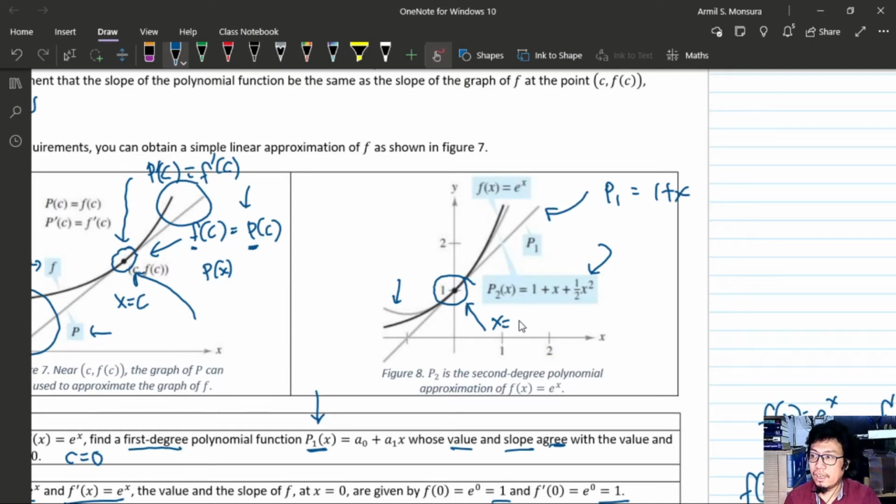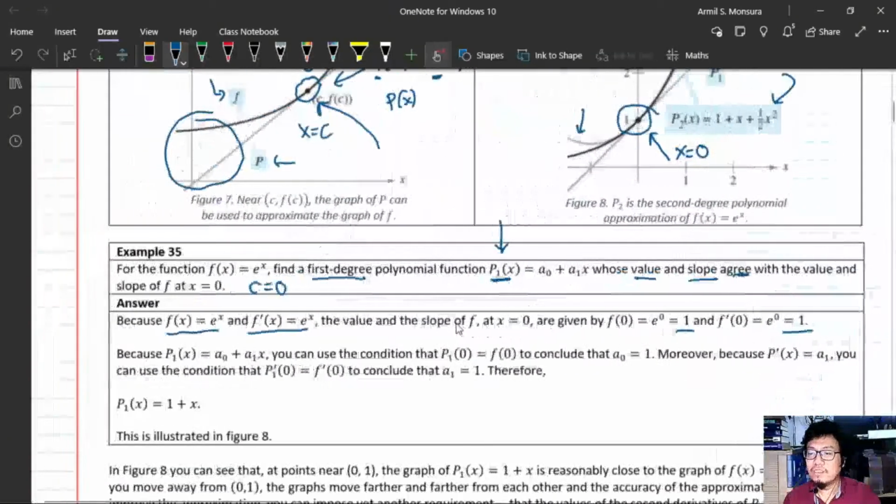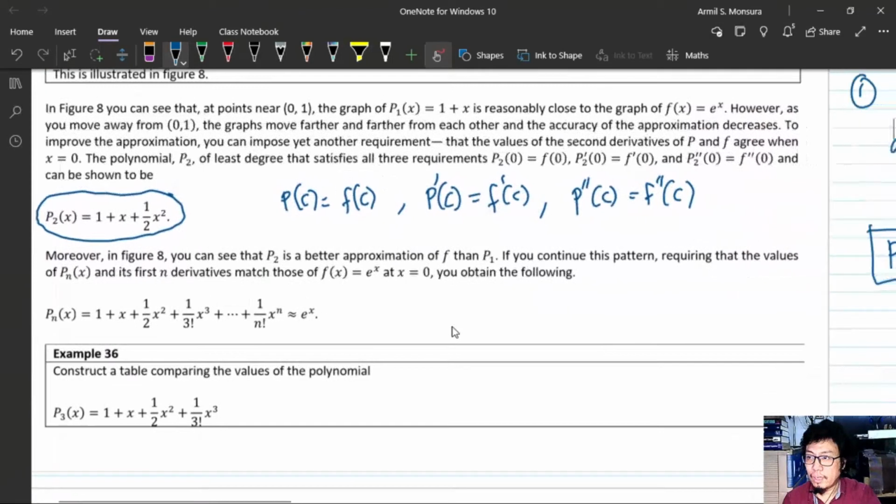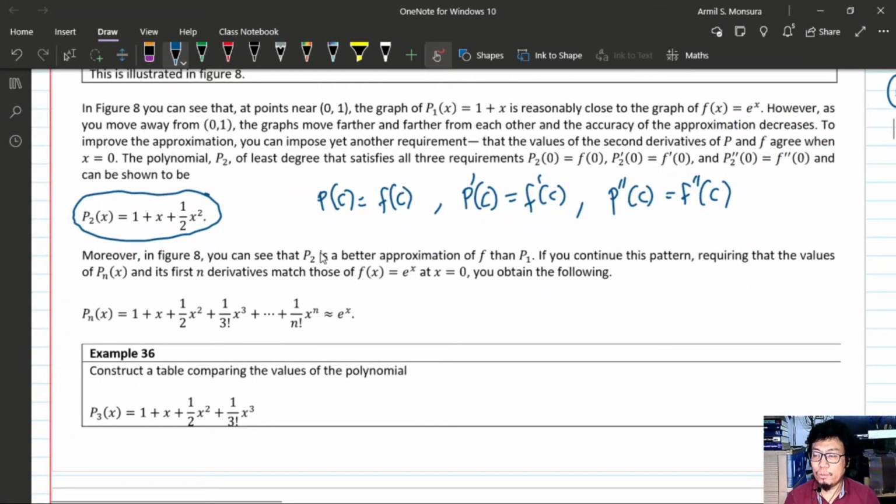Near this point, P2 would have a better shape, closely shaped to f of x, than P1. Okay, P2 would be more closely shaped than P1 for f of x. Now, you can see that we can verify later on, by numerical calculations, that P2 is a better approximation of f than P1.